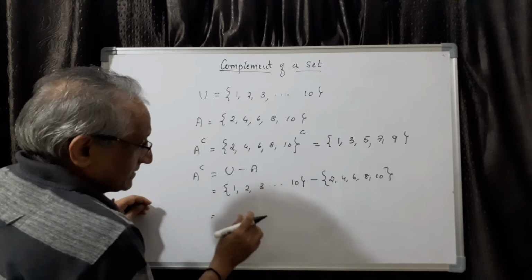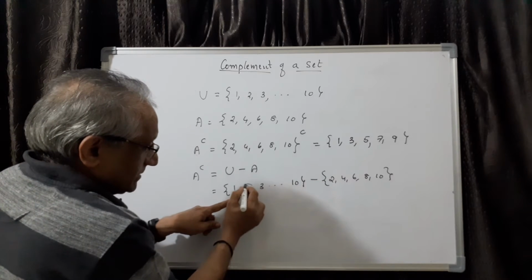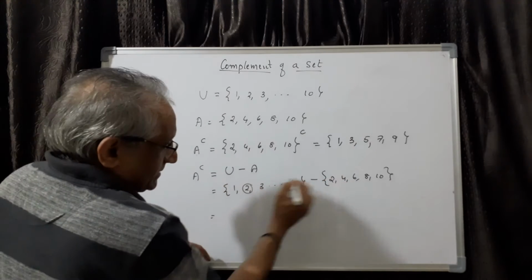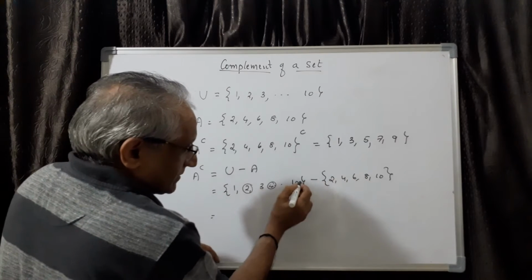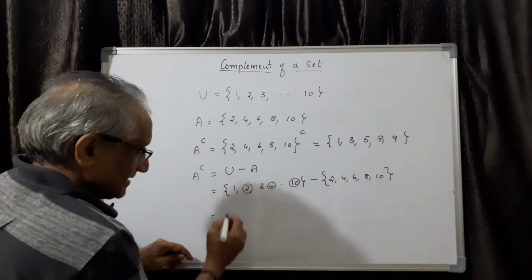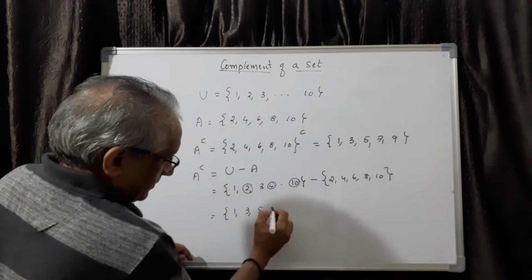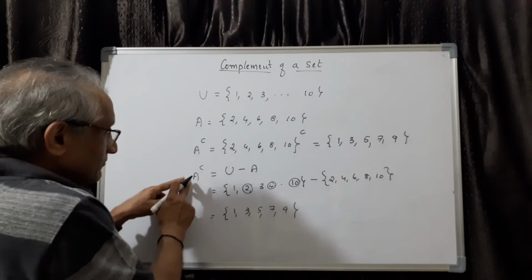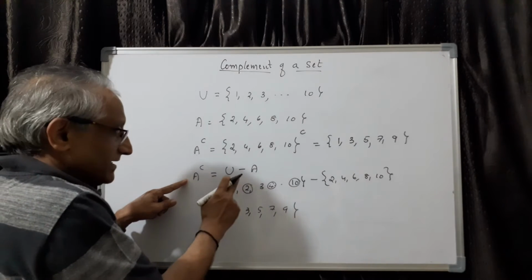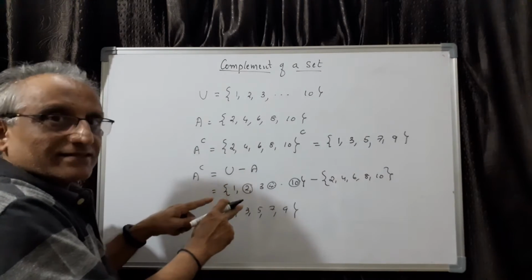So the definition says it should be here, it should not be here. That means 2 is here, 2 is here, I have to remove. 4 is here, 4 is somewhere here. So this I have to remove like that. All the even integers, even 10 also I have to remove. What is remaining? Here what remains is 1, then 3, then 5, then 7, then 9. So both are one. Therefore A complement can also be taken as U difference A. It also comes under the difference.